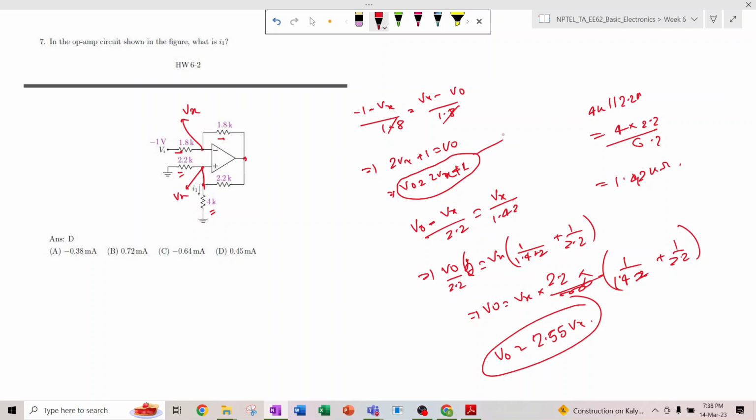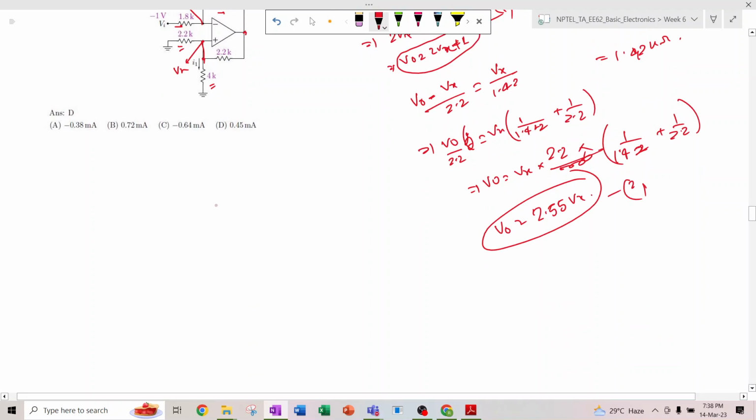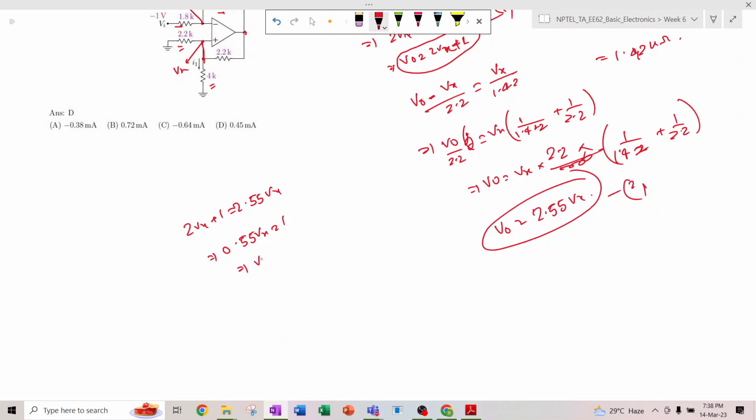So here it is equation 1 and here it is equation 2. If we compare equation 1 and equation 2, 2Vx plus 1 is equal to 2.55 Vx. That means 0.55 Vx is equal to 1. That means Vx equals 1 divided by 0.55, which is 1.818. So that much volt is there.